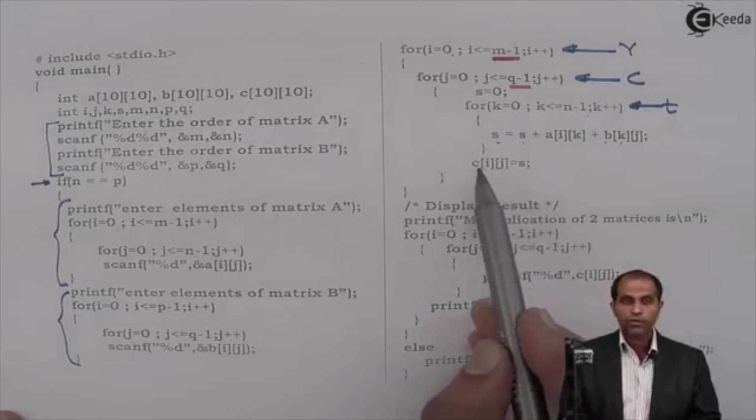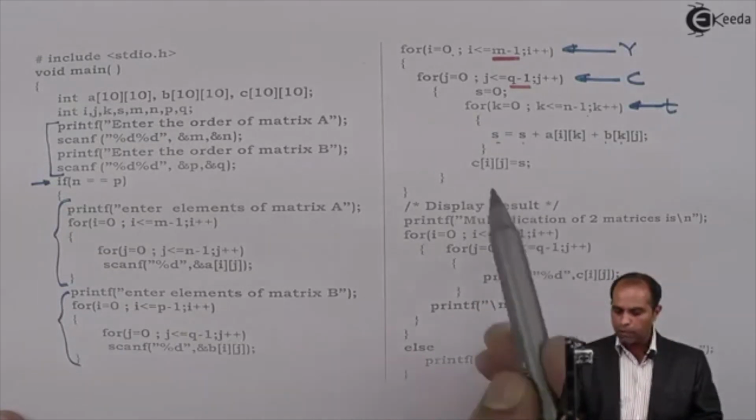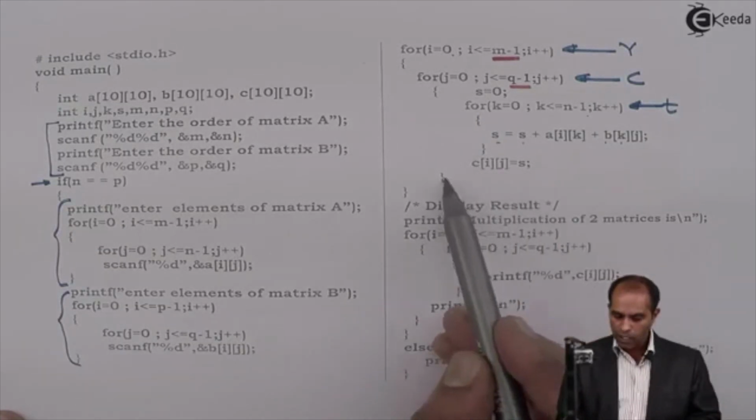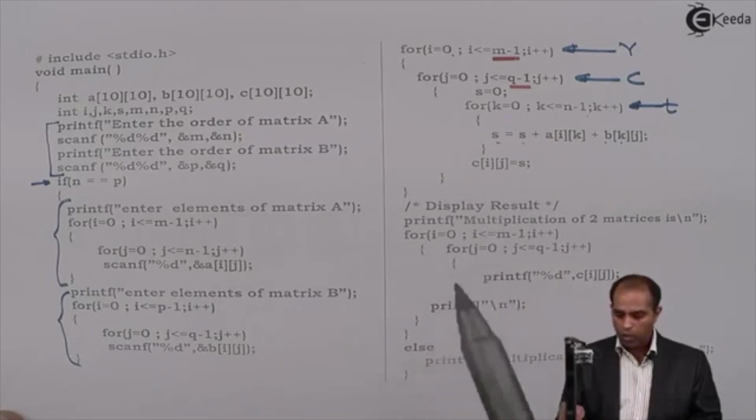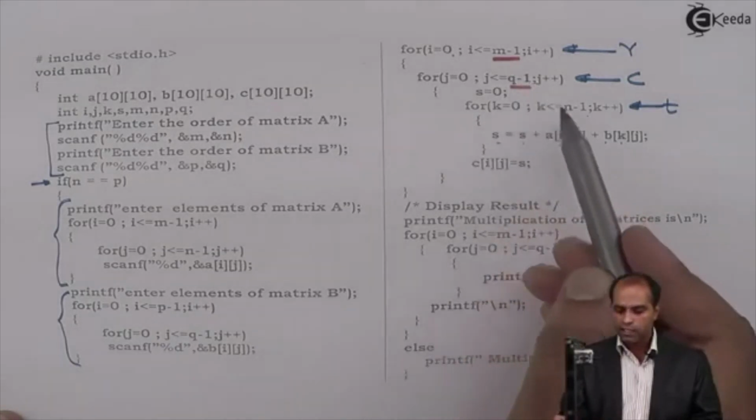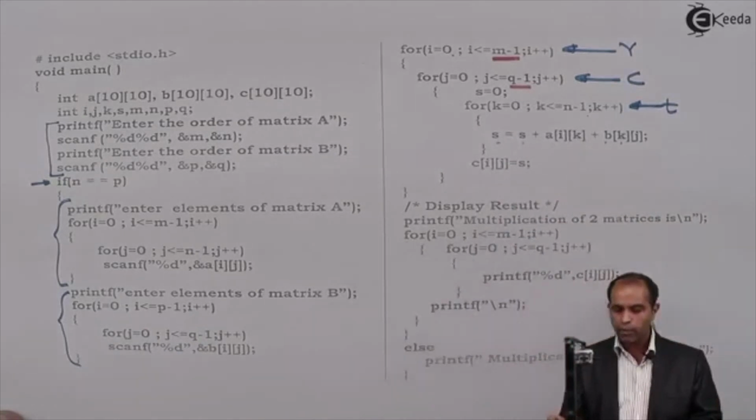As soon as you get an element of c, display this element using printf %d, c of ij, and between these two curly brackets you place printf slash n, right? Or if you want to do it separately, run the row and column loops and display this particular element separately, up to m minus 1 and q minus 1. Once you display, this is the end of if. I'm going to end this particular matrix.